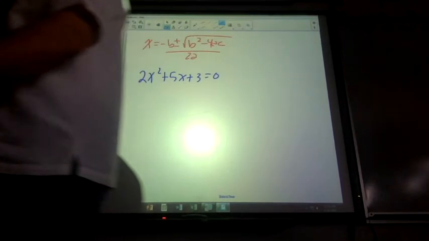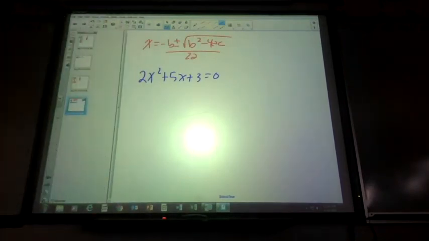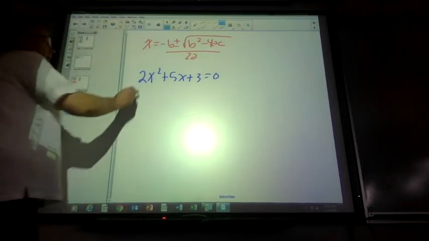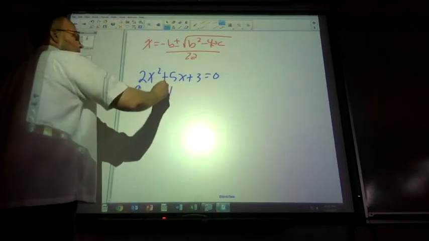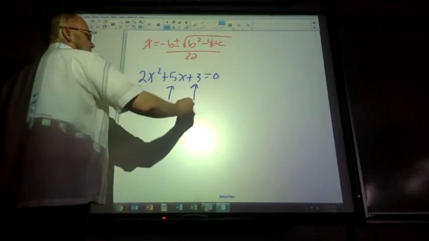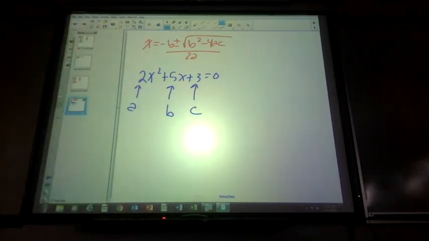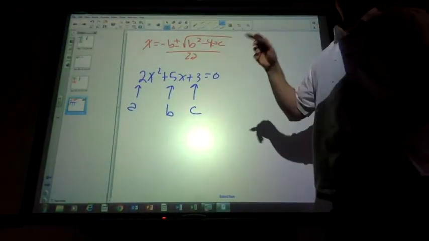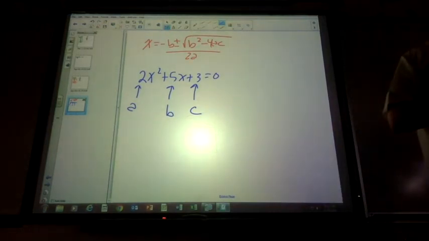So my problem is 2x squared plus 5x plus 3 equals 0. Item 1, when we're using the quadratic formula: is it equal to 0? Yes. So now we can start thinking about where we plug it in. This is my a value, this is my b value, and this is my c value. Agree? Let's plug into the quadratic. Now, here's the tough part about the quadratic equation. Some of you want to say, oh, I can do it in my head.